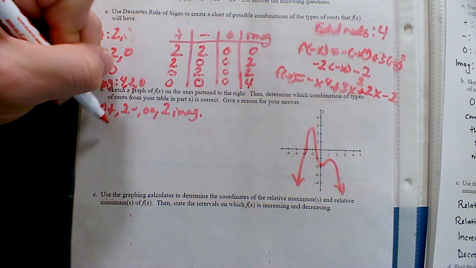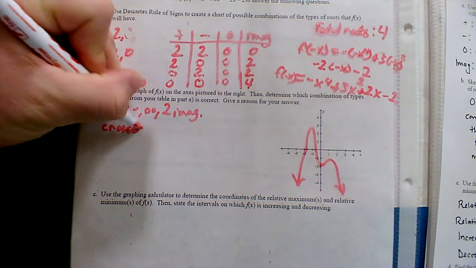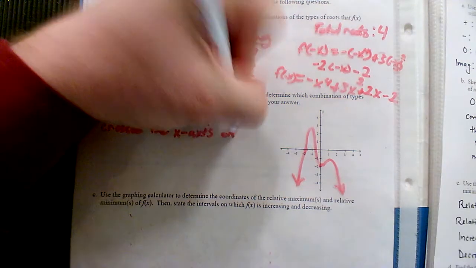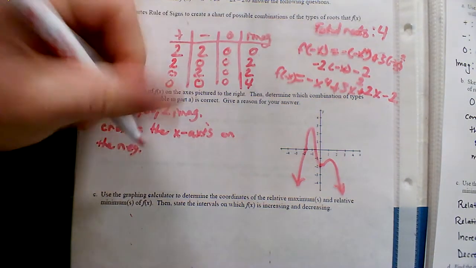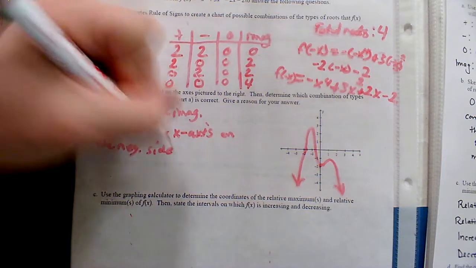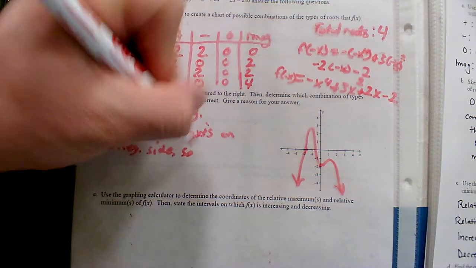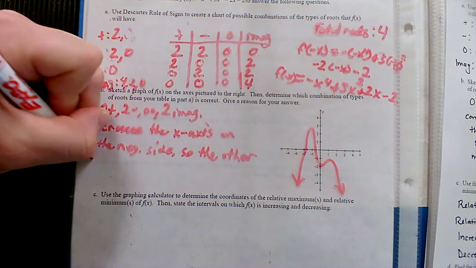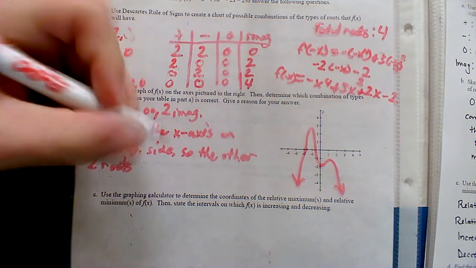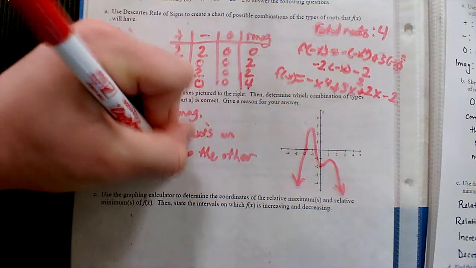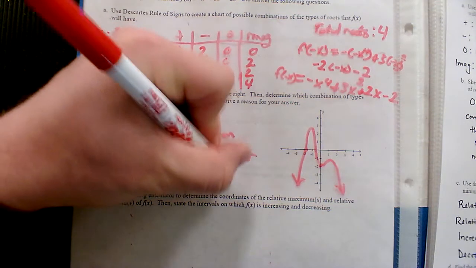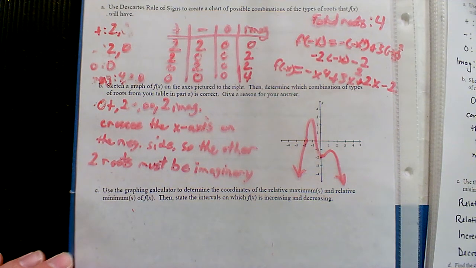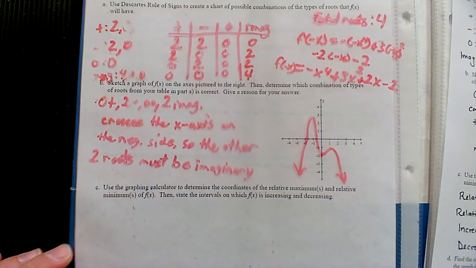So it wants us to explain or give a reason. So it crosses the x-axis on the negative side, so the other 2 roots must be imaginary.